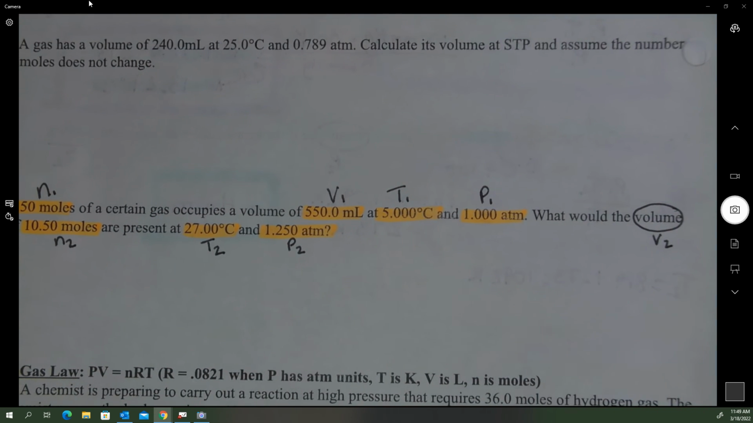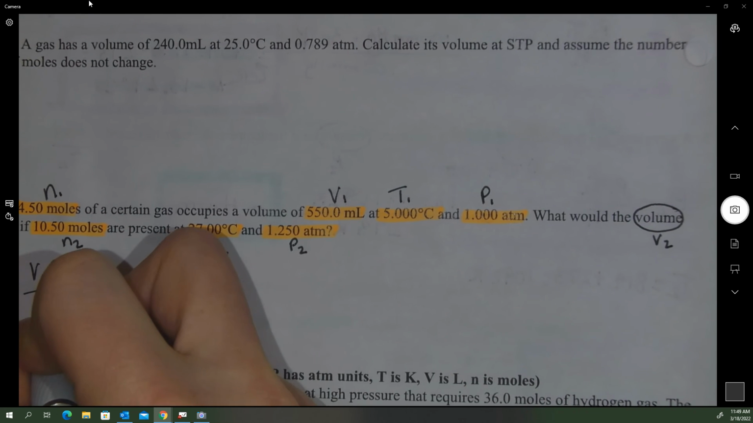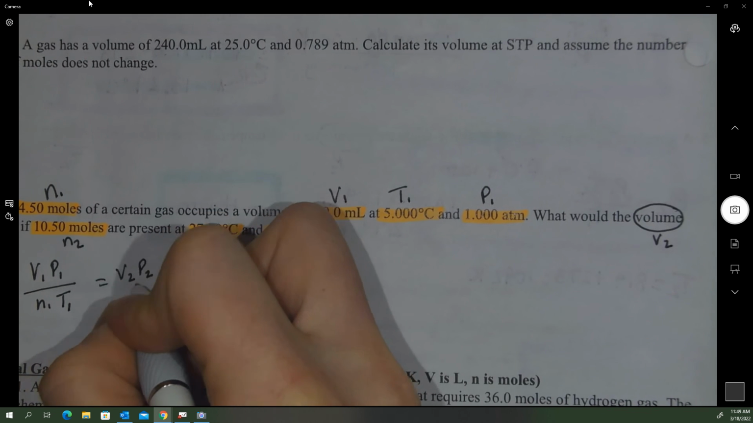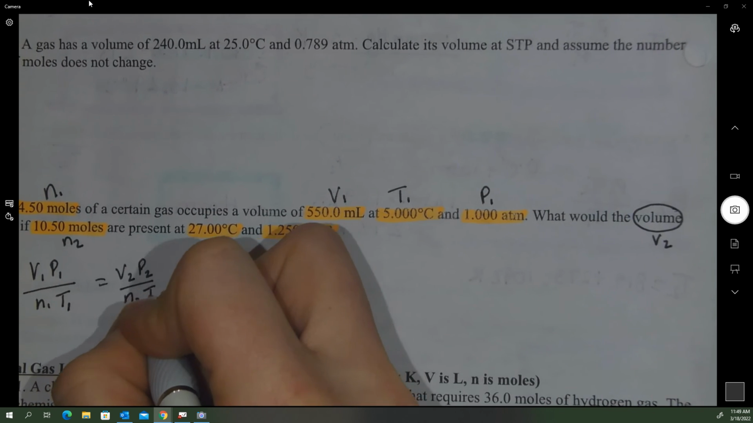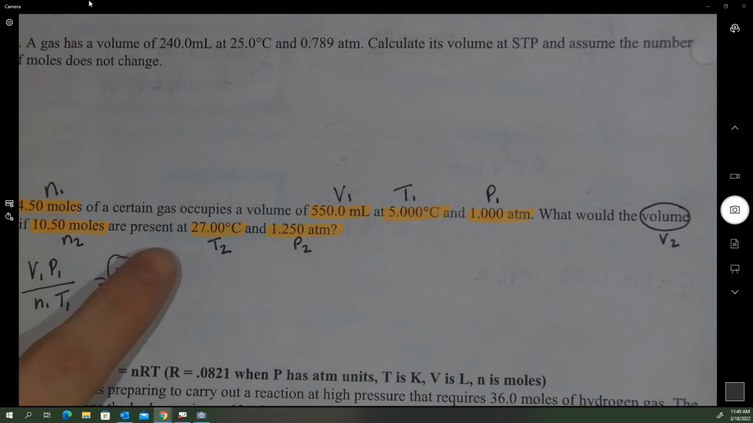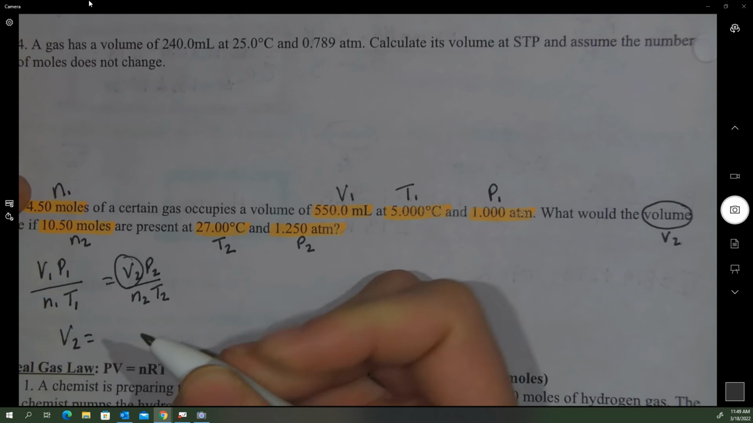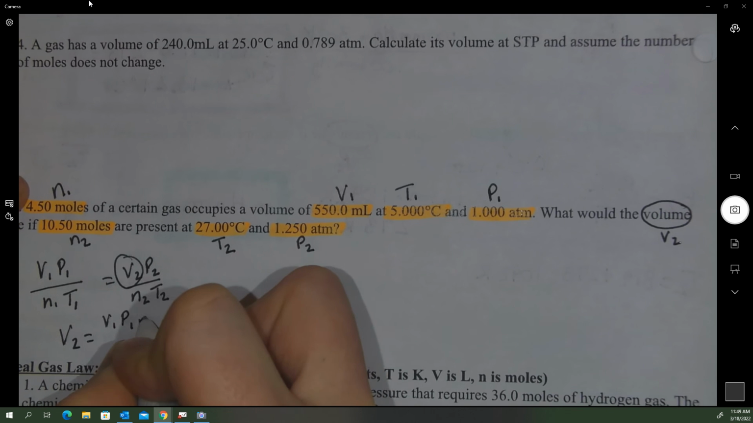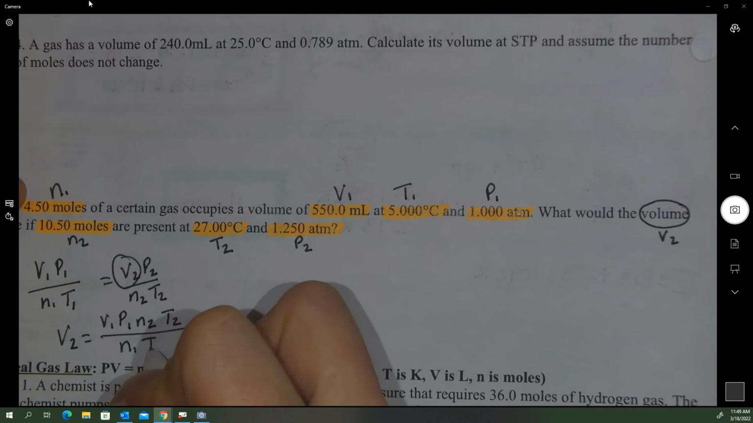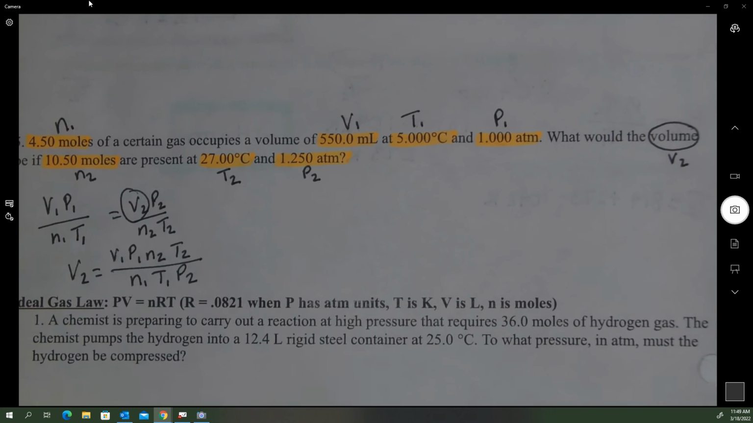The equation that you're going to work with is V1, P1 over N1, T1 is equal to V2, P2 over N2, T2. We're solving for V2. If we rearrange this, we're going to cross multiply everything. How it's going to end up looking afterwards is V2 is equal to V1, P1, N2, T2, all on top of N1, T1, P2. So that's our very big problem.